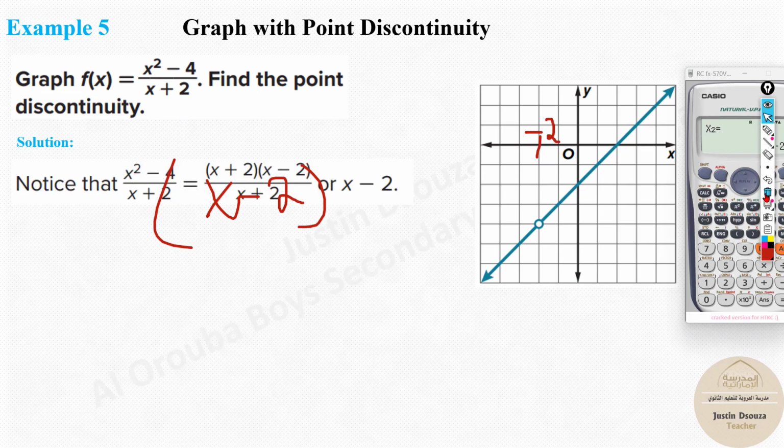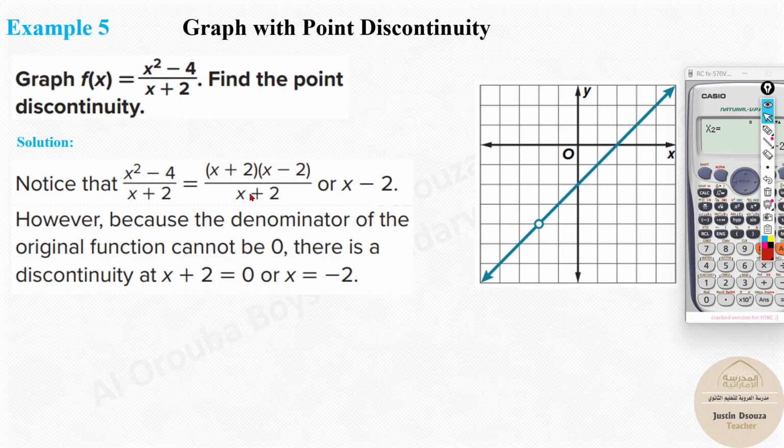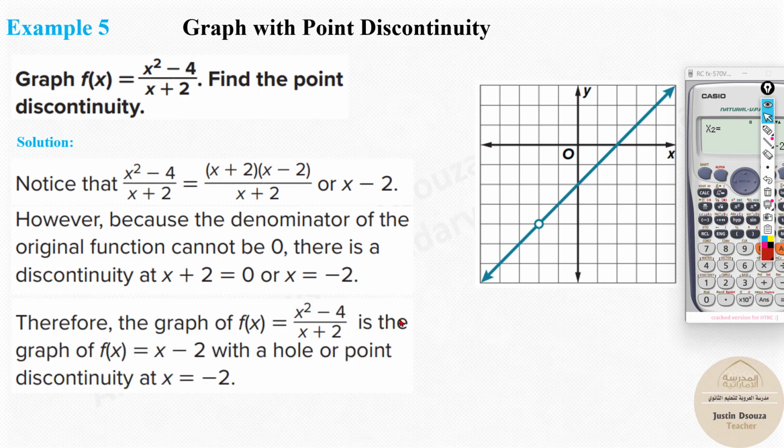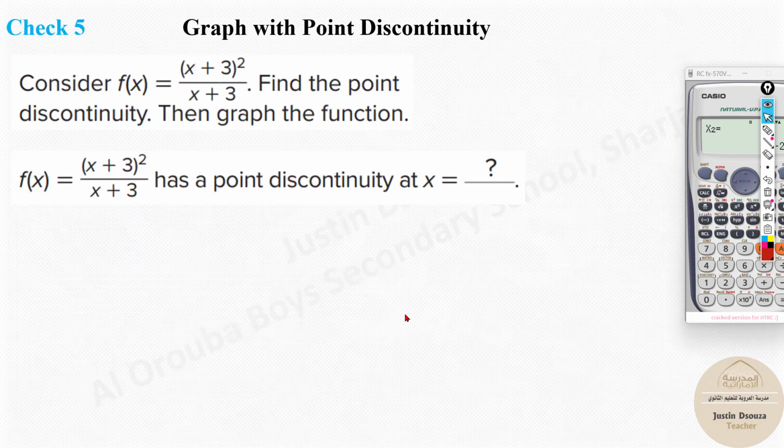So first you need to simplify these two terms, then find the undefined value. This is x minus 2, but what is the undefined value here? The denominator cannot be equal to 0, so it's minus 2. That's why there is a hole over here in the graph. So that's it. Very, very simple.